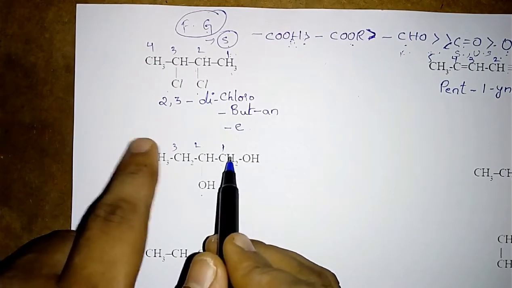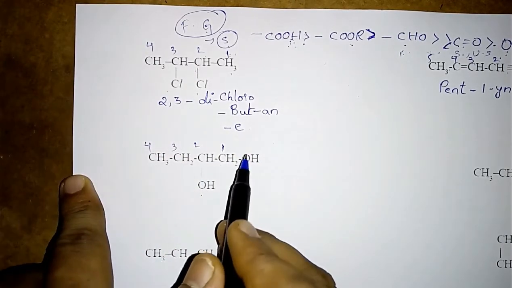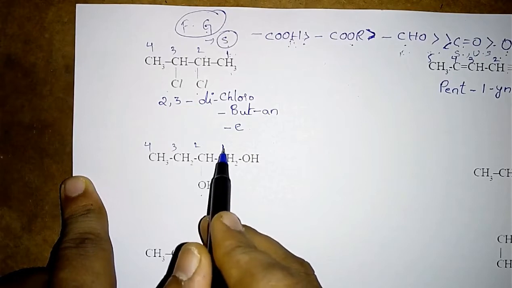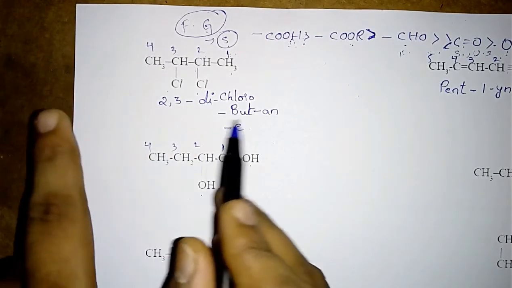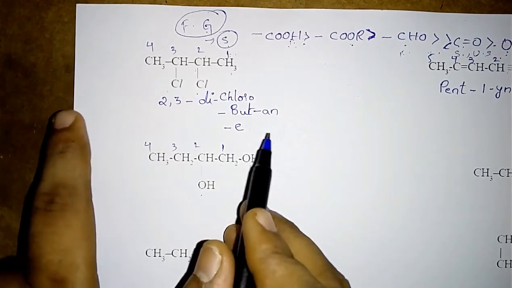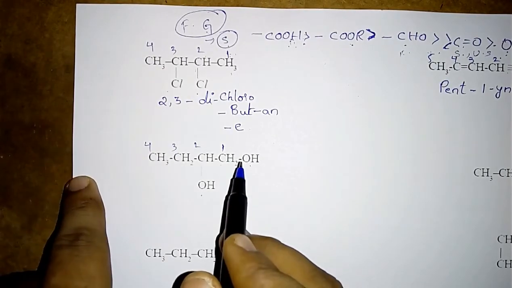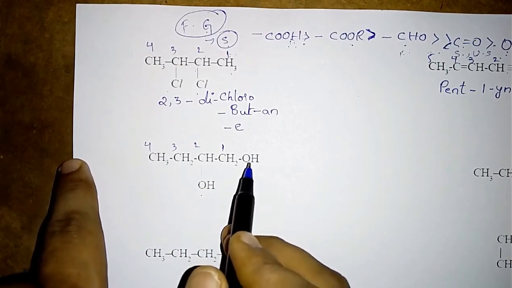So here you are not writing the least number for the functional group. If you write from right to left, on the first carbon you will get the functional group. So from right to left you have to give the numbering. What is the first part? Prefix part. Prefix part means what? For the substituent. Any substituent is there? No substituent is there. Only functional group is there.